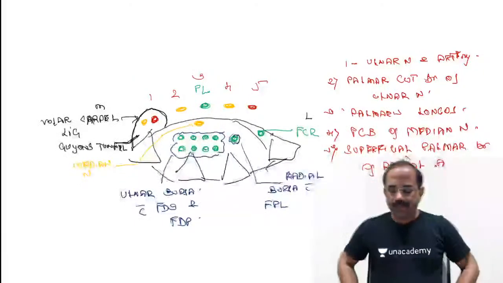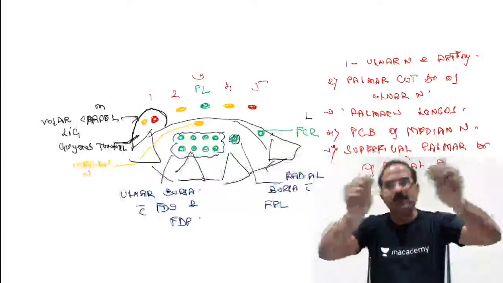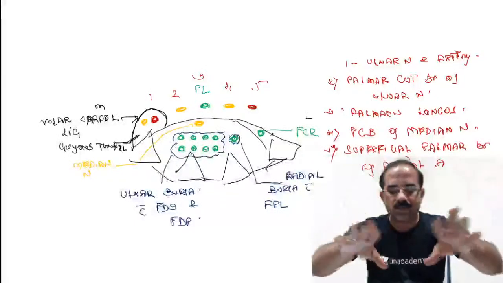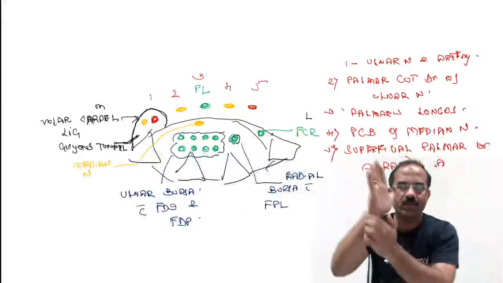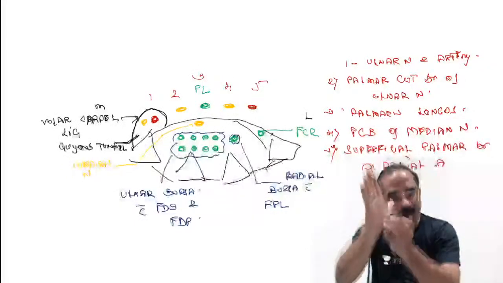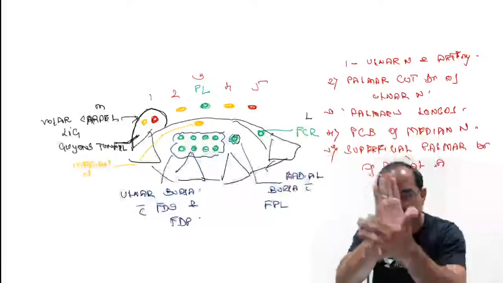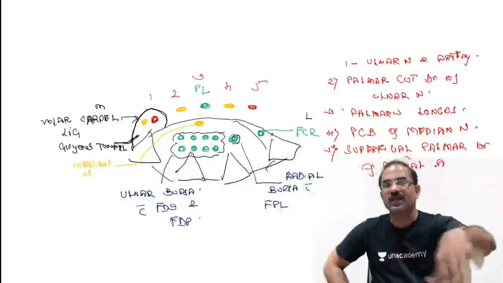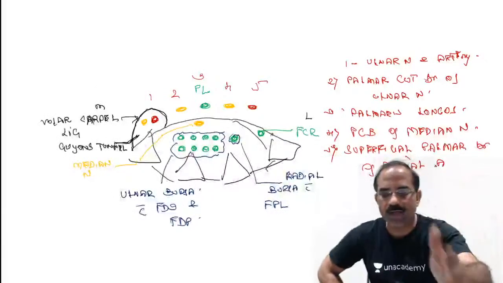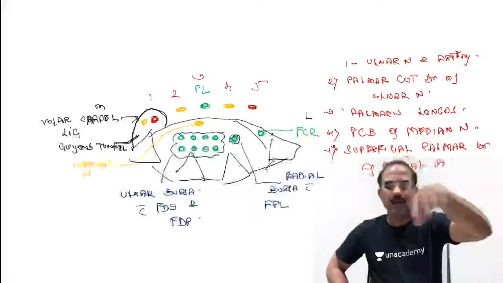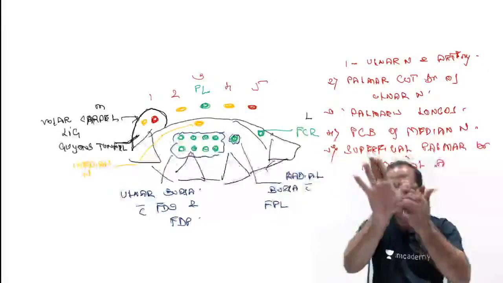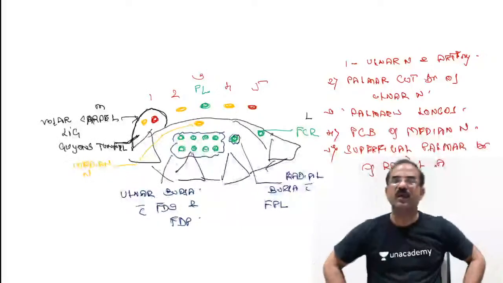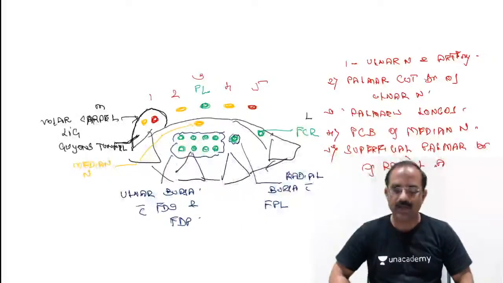So what are the structures which go above the flexor retinaculum? One is the ulnar nerve and vessel. Second is the palmar cutaneous branch of ulnar nerve, which supplies the skin over the hypothenar eminence. The third one is the tendon of palmaris longus. The fourth is the palmar cutaneous branch of median nerve, which supplies the skin over the thenar eminence. And the last one is the superficial palmar branch of radial artery.